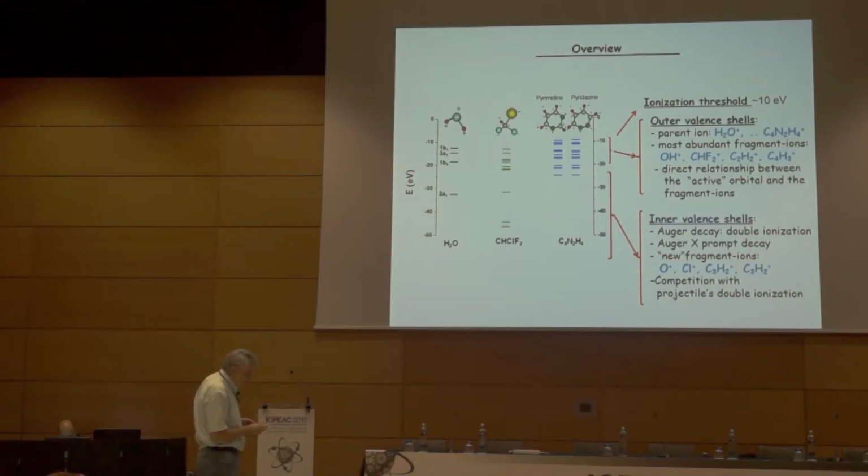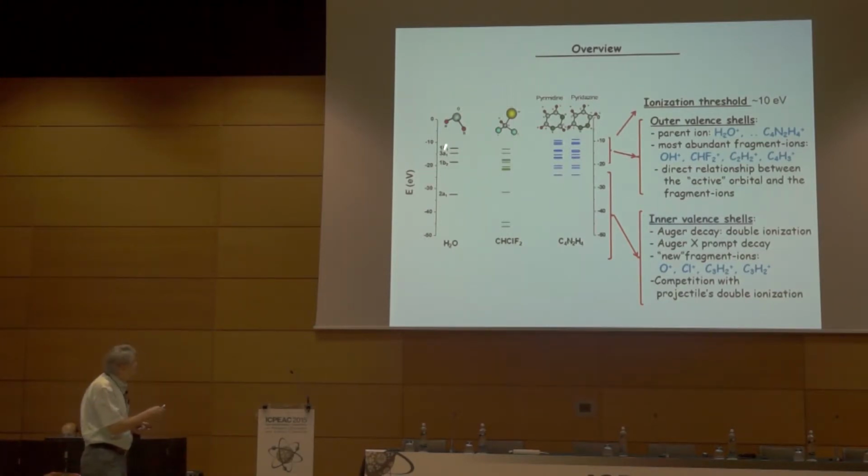The outer valence shells normally generate the parent ions and the most abundant fragment ions, and I will show that it's possible to obtain a direct relationship between the active orbital and the fragment ions. When you go to the orbitals where the Auger decay is accessible, then you have double ionization. You start to see some fragments that you don't see if you make a vacancy in the outer shells. And you have two processes competing, the Auger decay and the prompt decay. And also, you have the competition with projectile double ionization. So some fragments here are only produced by double ionization. The question is, how can we easily identify these fragments and know if we are in double or single ionization?